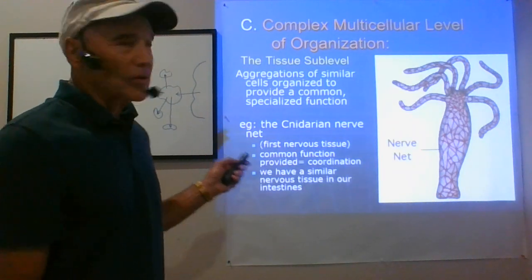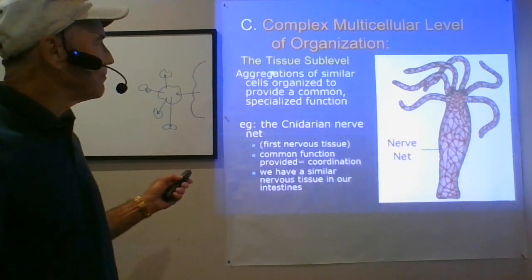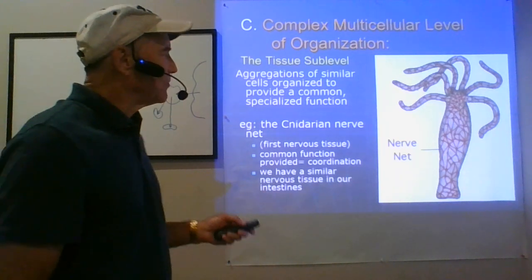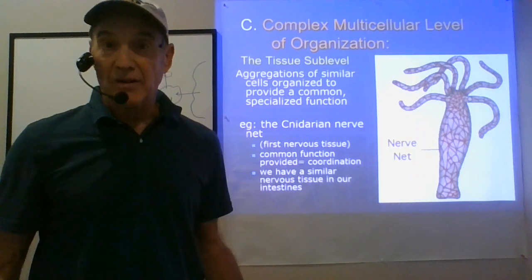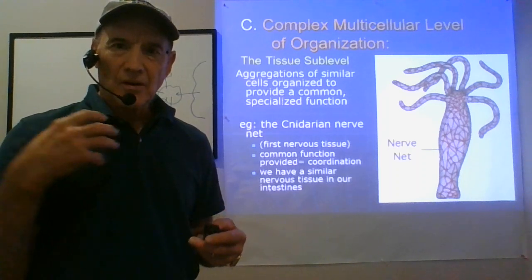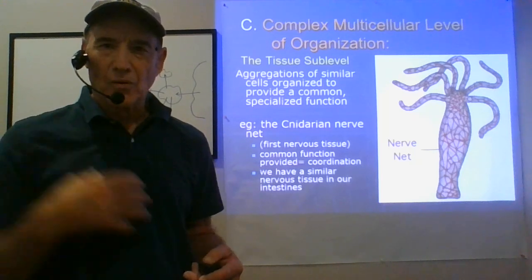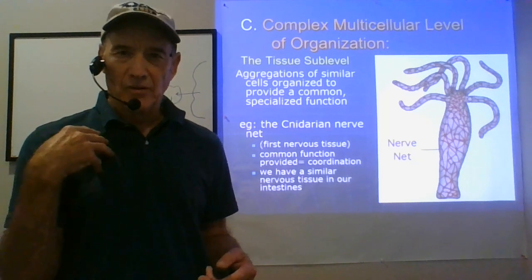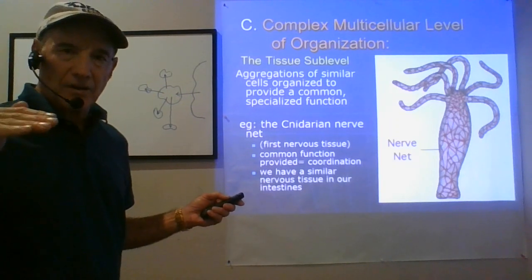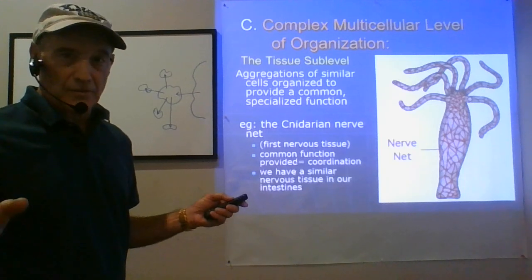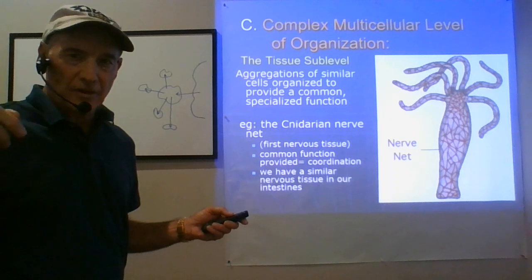Then we have, your author calls them, the complex multicellular organisms like us. Okay, so now what you have is not just an aggregation of cells, but a giant aggregation of cells in which there are groupings of cells that are similar, and they do a common function for the whole organism. And we call those groupings of cells tissues. So we're going to go up through the different levels of organization in a complex multicellular organism.